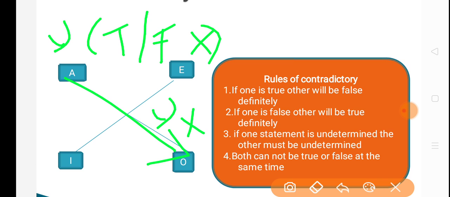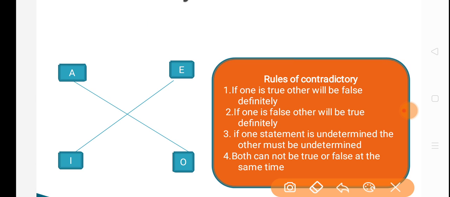And the fourth rule is, both cannot be true or false at the same time. If it's true, this will be false because they are in opposite directions. This cannot become true.